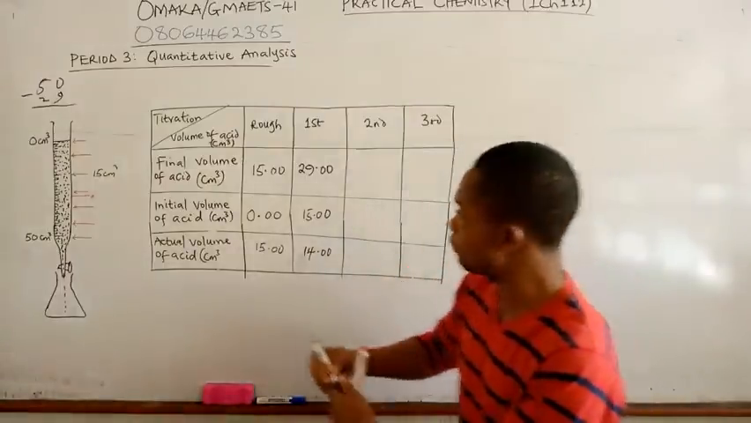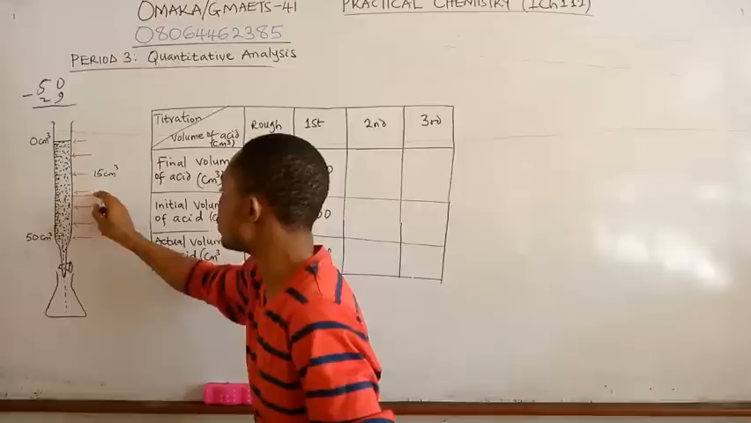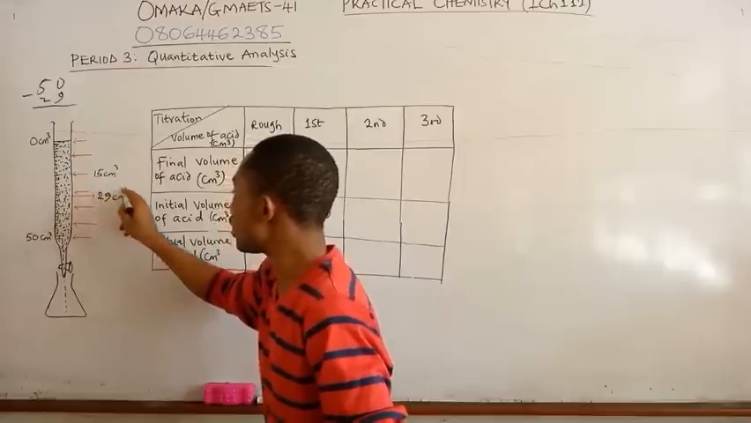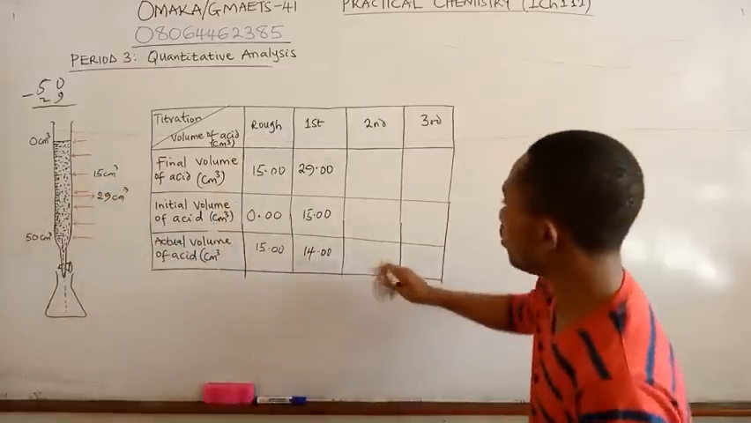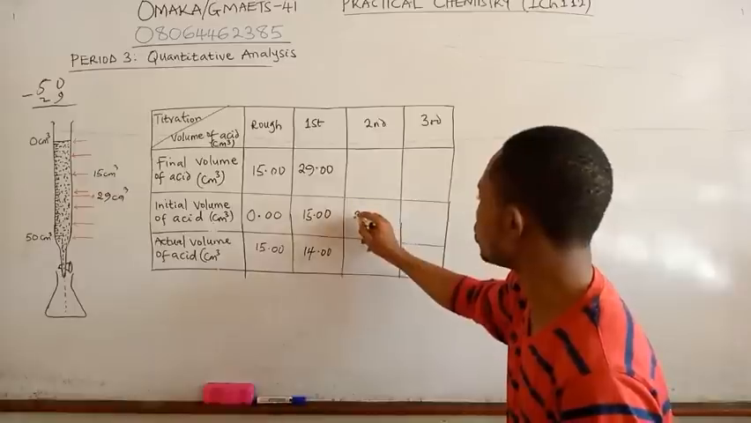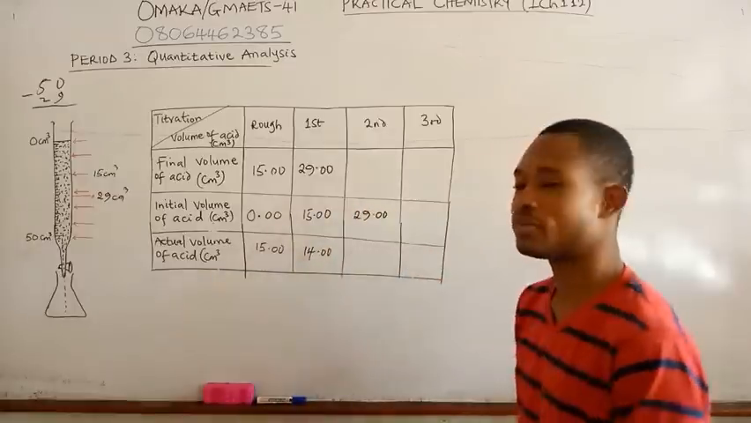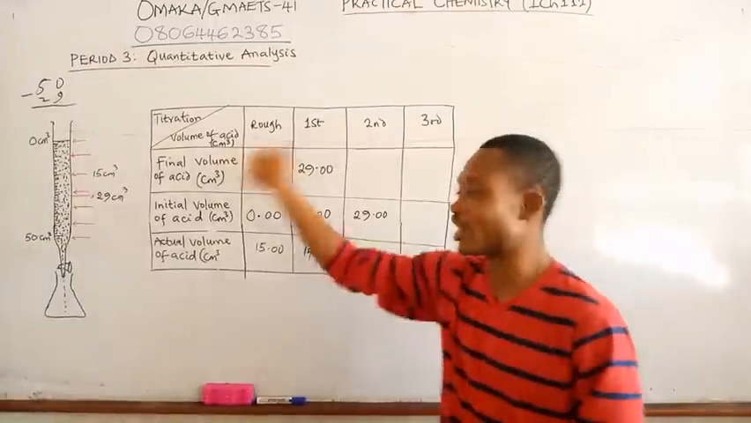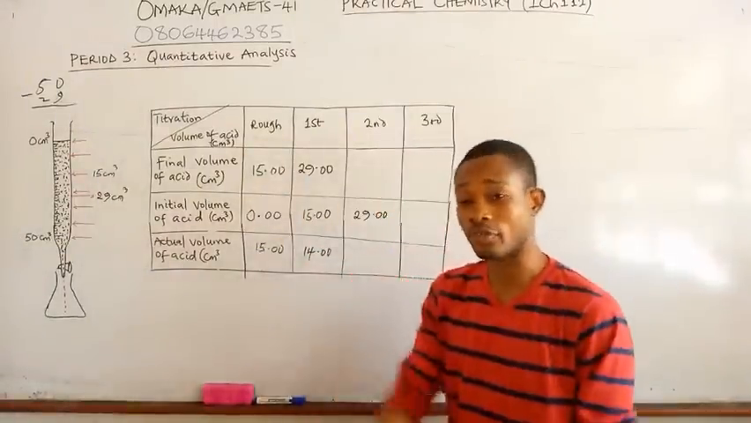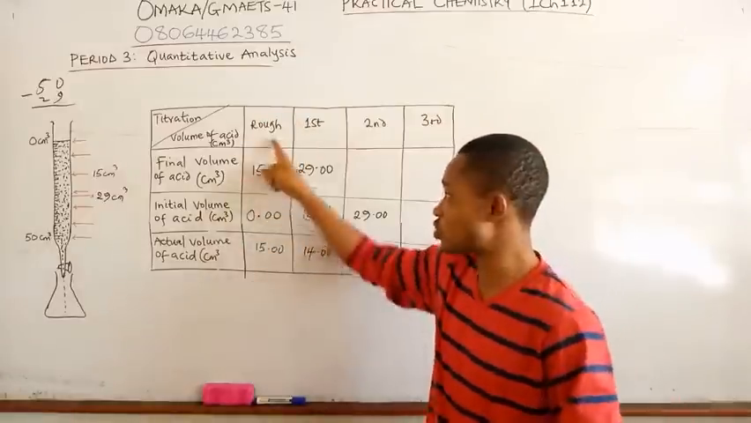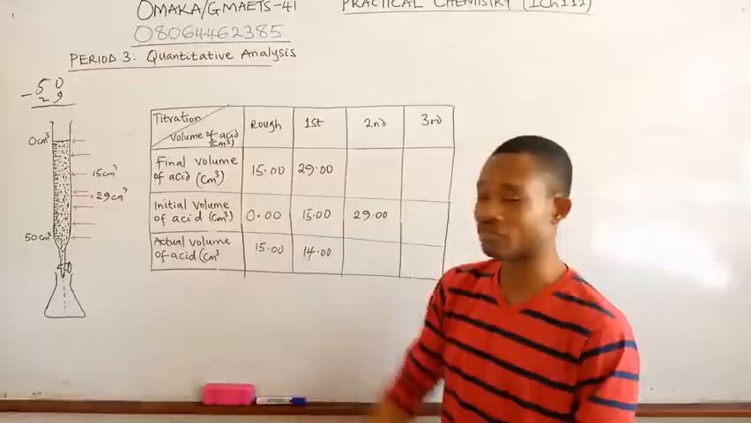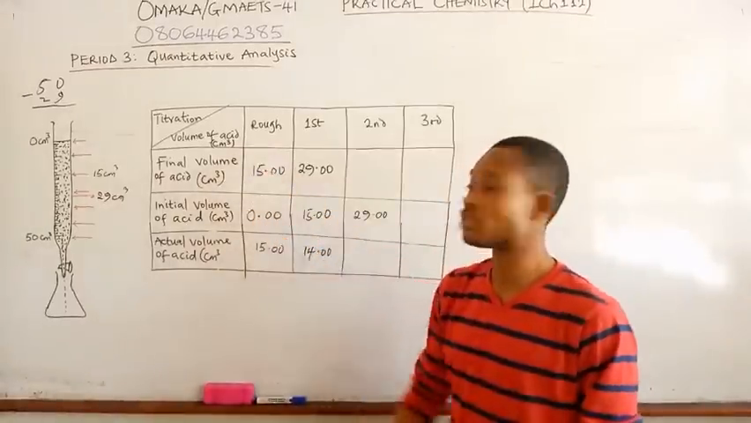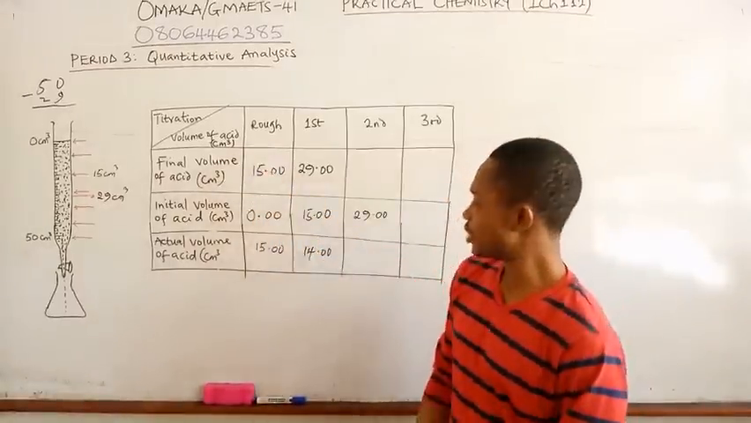Now, if you are to run from the 29 cm mark, then your initial volume will now be 29.00. Then you start the second titration, which of course is the third in row, because remember the rough was actually first, but you don't count this. It's just a guide. Alright.